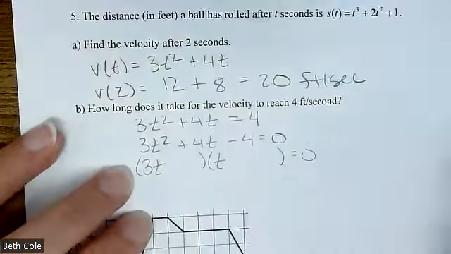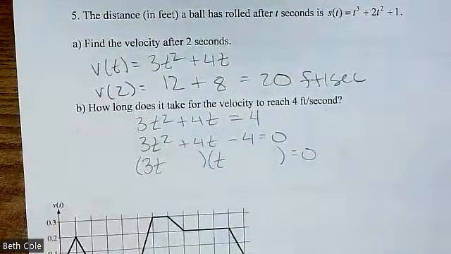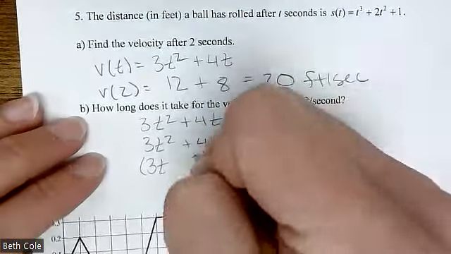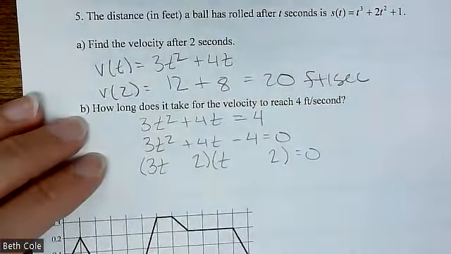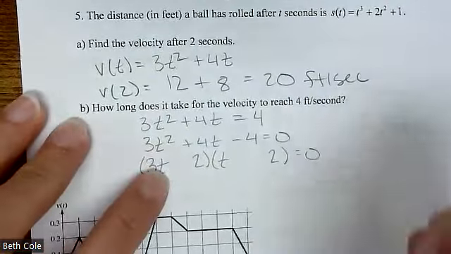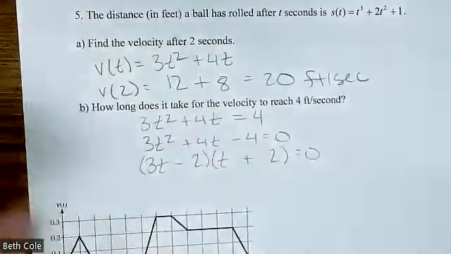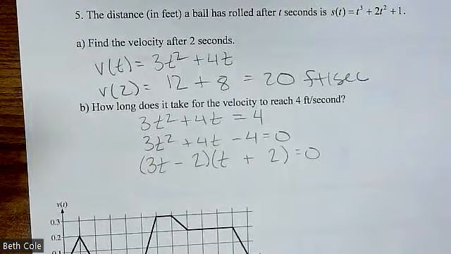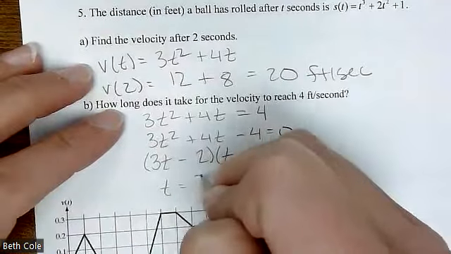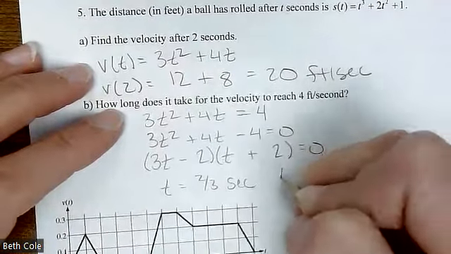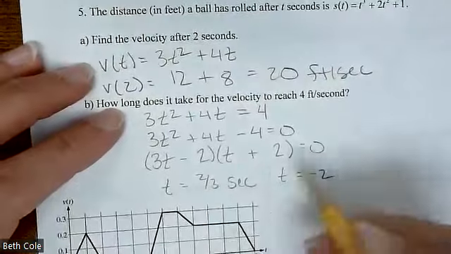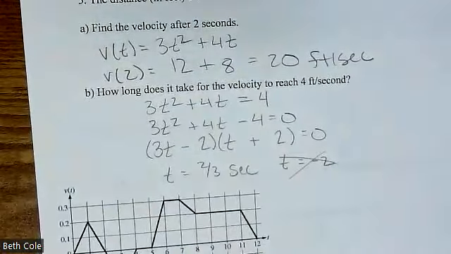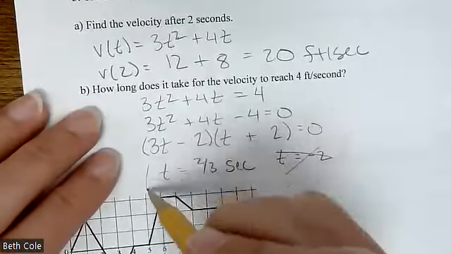So 3t and t. 4 could be 1 and 4 or 2 and 2. I feel like this one might be 2 and 2. Yeah, because you would want positive 6, negative 2. All right, so we get time 2/3 seconds. And then that one would be time negative 2, you get rid of it. You just dismiss that answer. So this is the only answer you get.